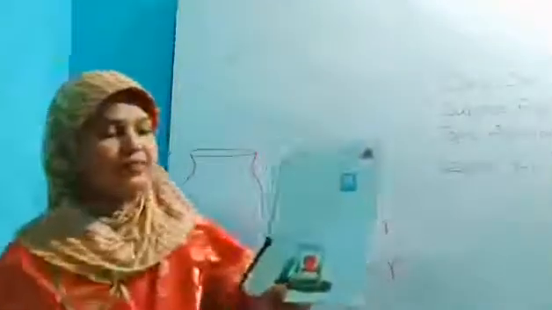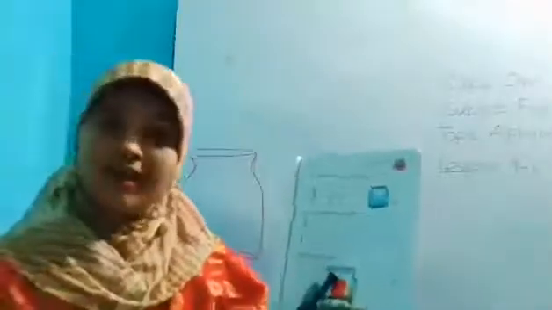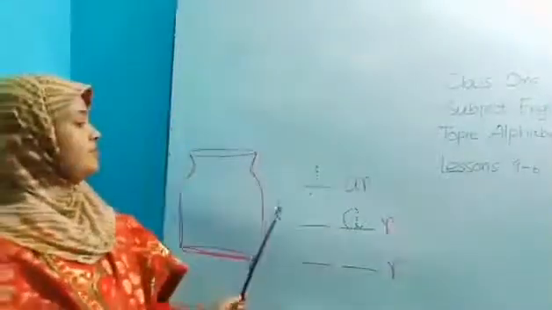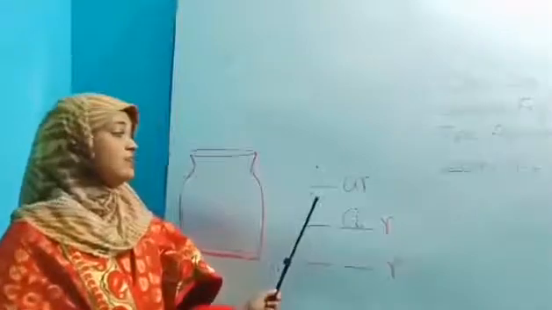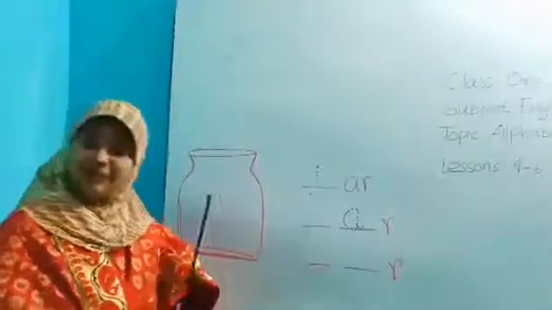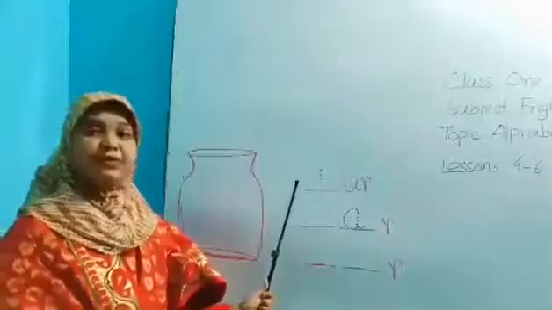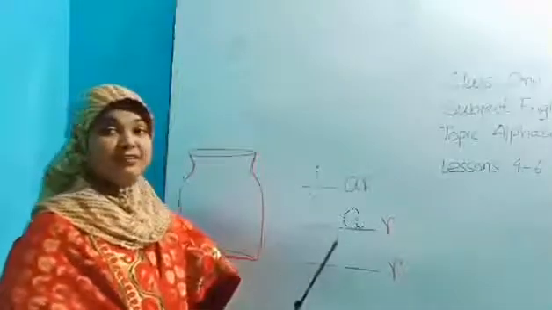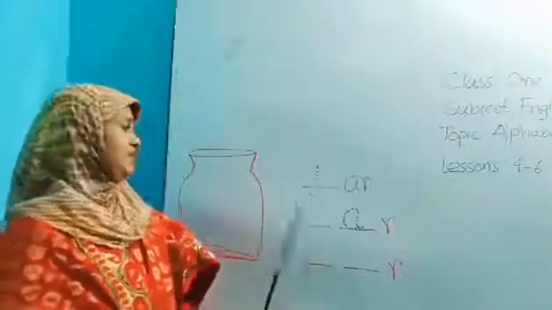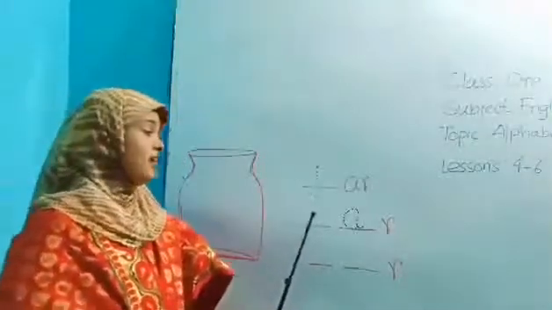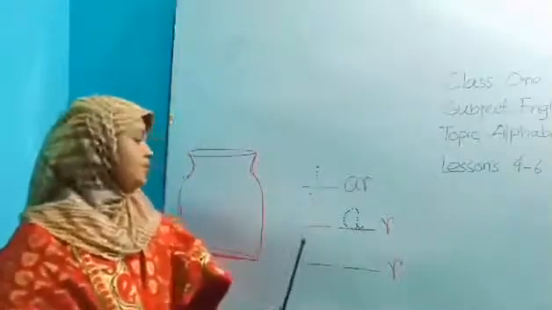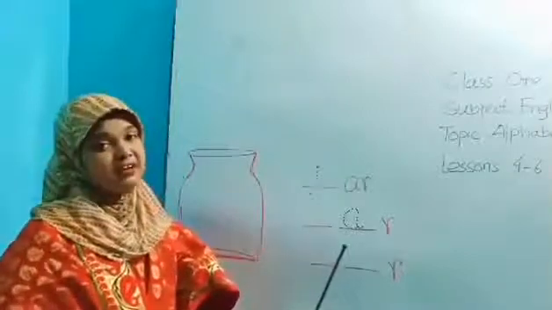Look at the book. See, say, trace and write. Here are three gaps. In first gap, you will trace J. In second gap, you will write J and trace A. Third gap, you will write J and A.